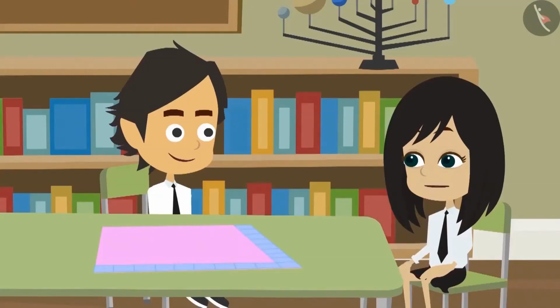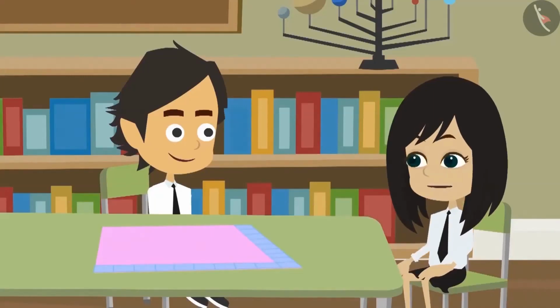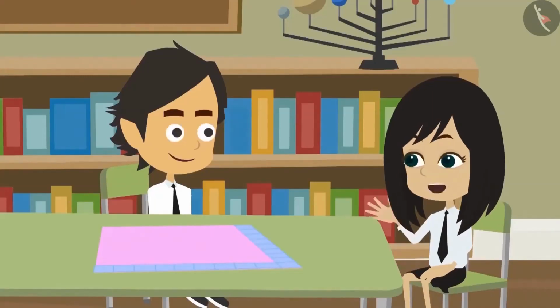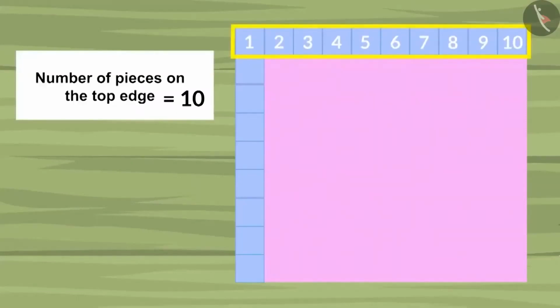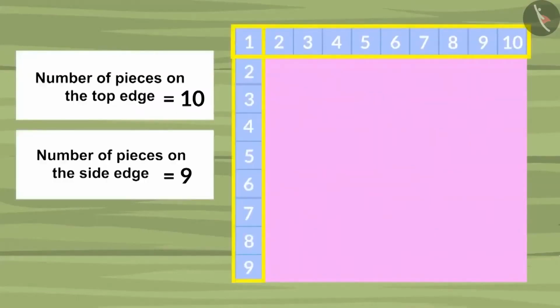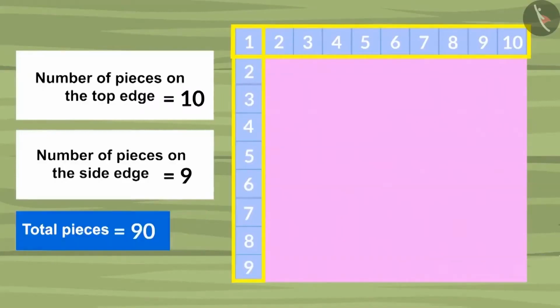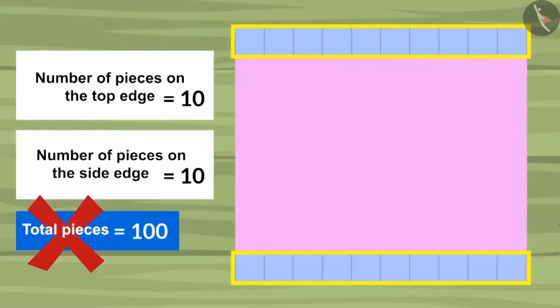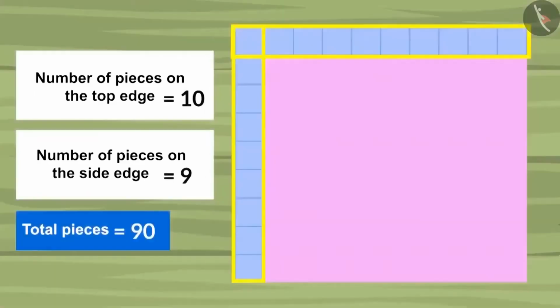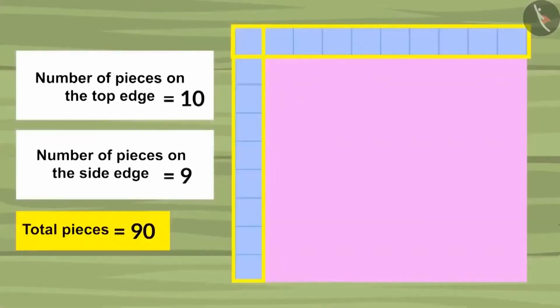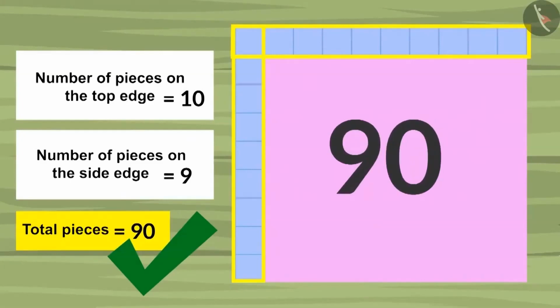Now let's multiply the number of pieces placed on top by the number of pieces placed on the side. 10 pieces are placed on the top and 9 pieces are placed on the side. And multiplying these numbers will give us the result 90. Look, it made a difference. The first answer was 100 pieces. Now the answer is 90 pieces. And this is the correct answer. So a total of 90 pieces will be required to cover this paper.